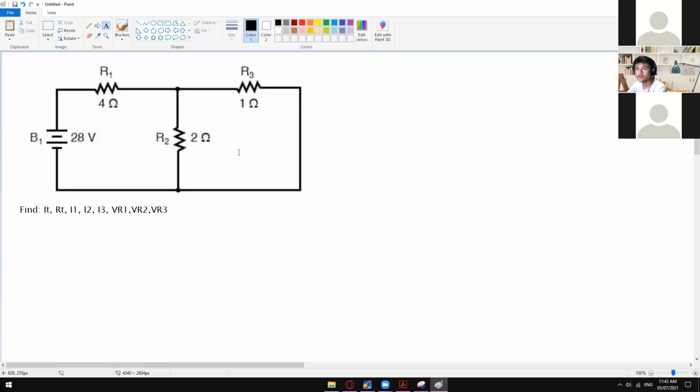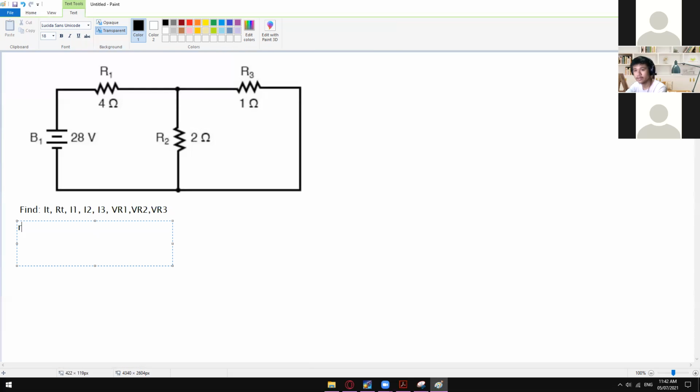First we can start with the R total, since that's one of the easiest that we can do for now. So in R total, we have this formula: R total is equal to V total divided by I total. V total, we already know that it's 28 volts, but we don't know the I total. So in order for us to get the R total, we can combine these two, since as we all know, they are in parallel with each other.